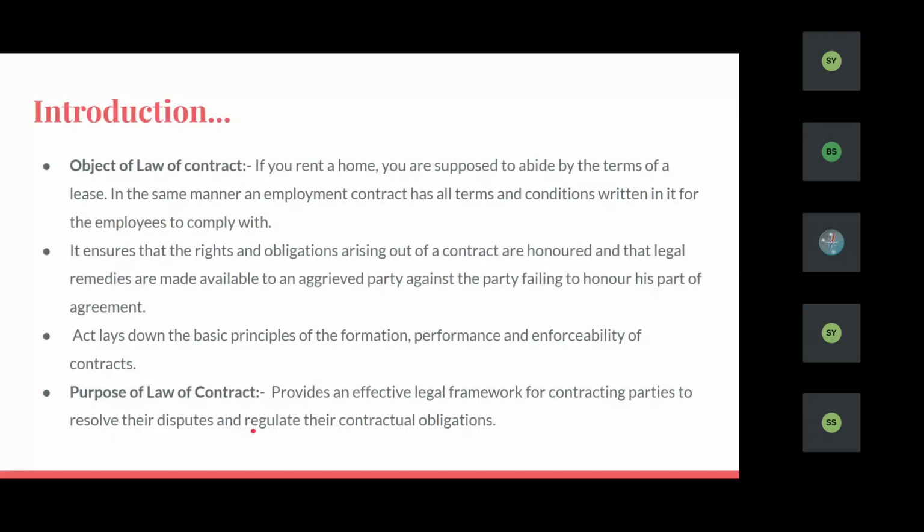So there are various courts available where the aggrieved party, the party who is at loss, can go and claim damages, and regulate their contractual obligations. So this is the purpose of the law of contract. It is a platform which provides a legal framework to both the parties to resolve their disputes.